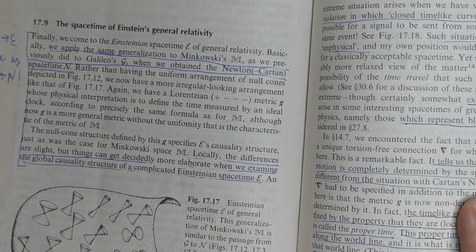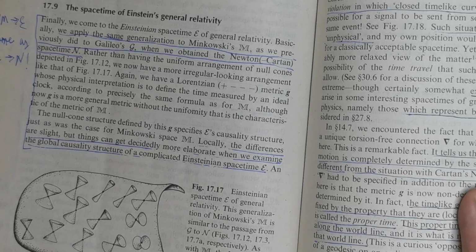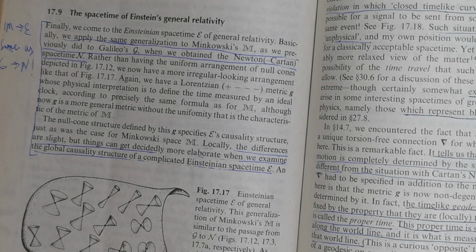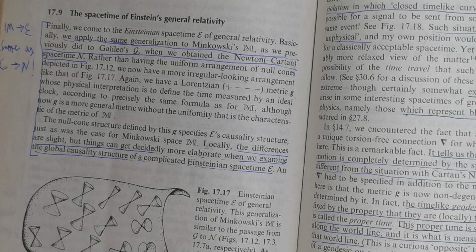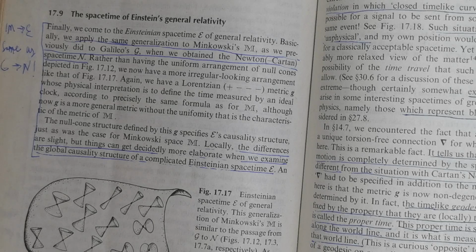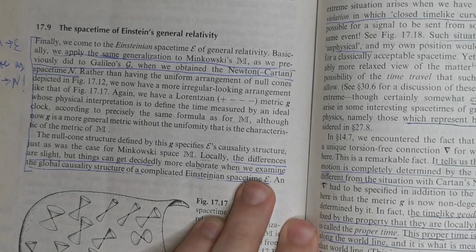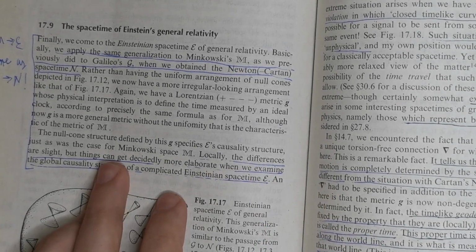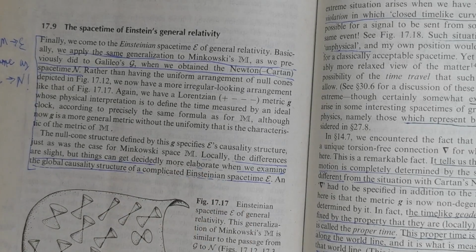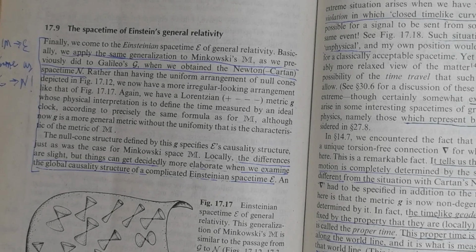In terms of curvature, basically in an Einstein case you introduce those curvature things like Weyl and Ricci curvatures, as far as I understand. Yeah, let's read a bit about this. So the differences are slight, but things can get decidedly more elaborate when we examine the global causality structure of a complicated Einstein spacetime.